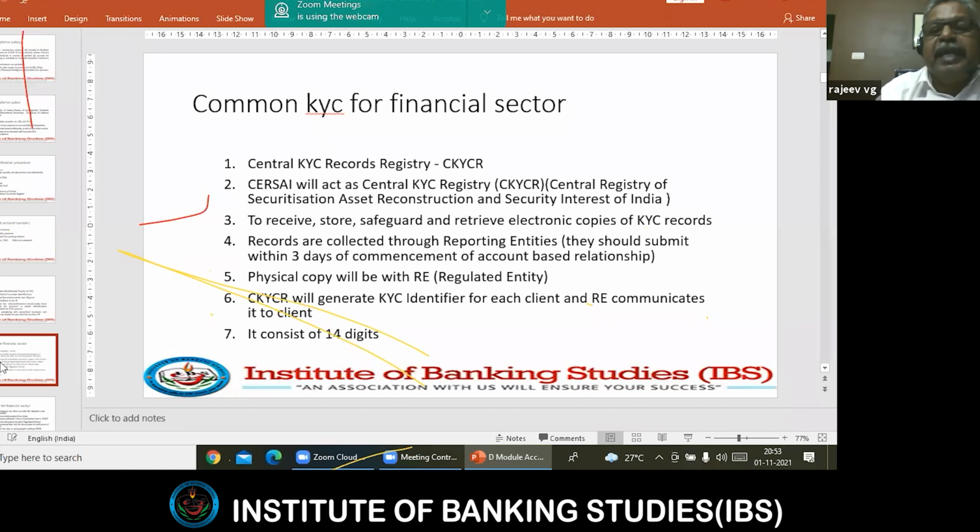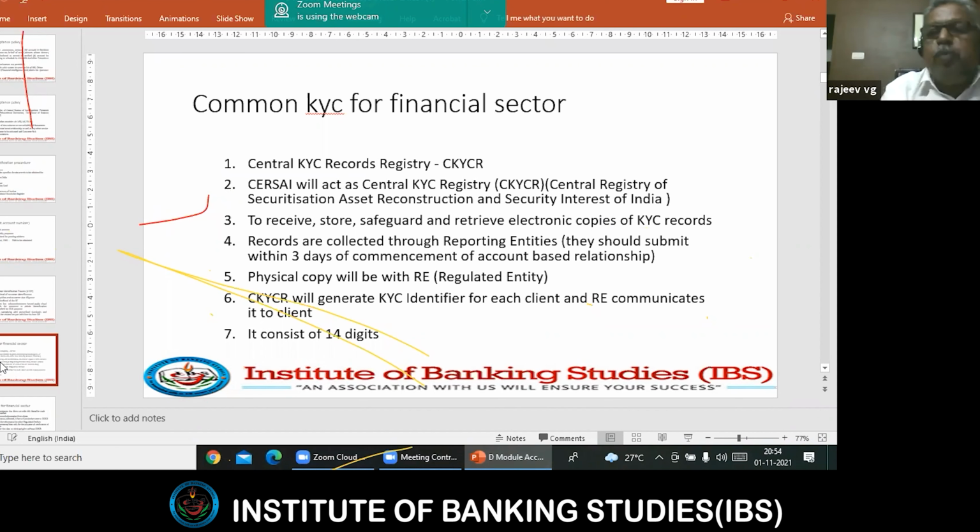Whatever records the regulated entities collect has to be uploaded to the central registry within 3 days of commencement of the account-based relationship. Whatever records you get from the customers have to be uploaded to the registry, CERSAI, within 3 days of commencement of the account-based relationship. And CERSAI will safely store this data, and whenever it is required by any institution, it can be retrieved from that central registry.